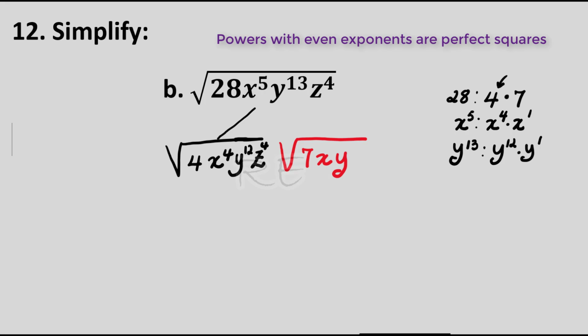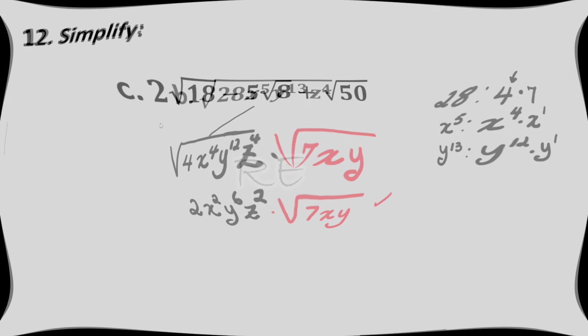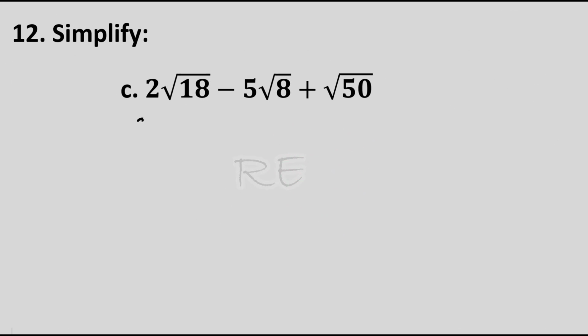Well, z to the 4th, 4 is even, so z to the 4th is a perfect square. Square root of 4 is 2. Square root of x to the 4th is x to the 2nd. Square root of y to the 12th is y to the 6th. And square root of z to the 4th is z to the 2nd. The other part, square root of 7xy, is irrational.